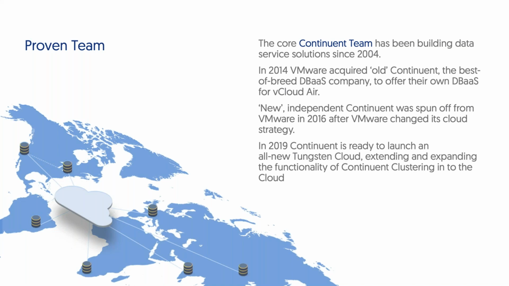In 2016, VMware reversed course and decided that they weren't going to be competitive with vCloud Air. So Continuent was spun off again, and we're continuing to do what we've been doing, providing high availability and zero downtime to MySQL. And stay tuned, because we're going to be launching a new product this year called Tungsten Cloud. And I'm not going to tell you too much about it, but definitely check out our website. We're posting updates there.